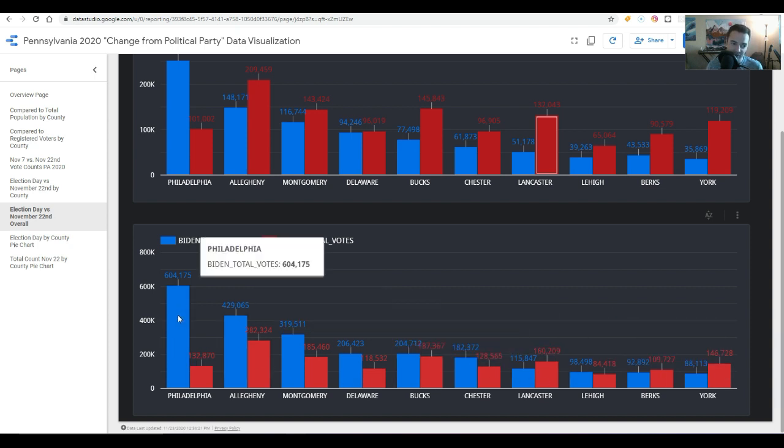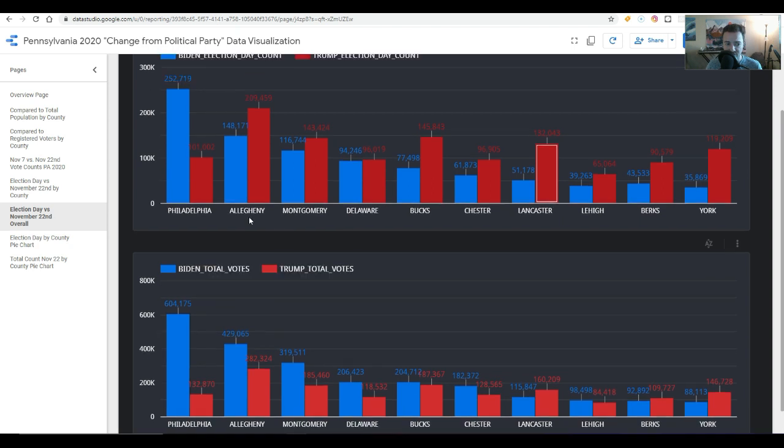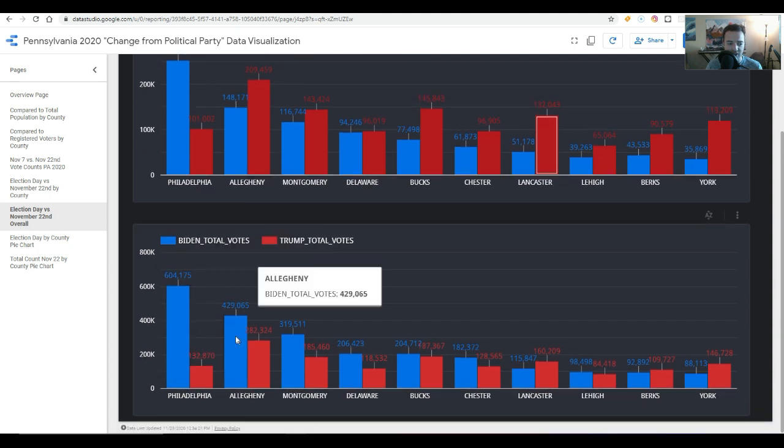As we can see in Philadelphia, post-election, Trump barely got anything. He got 31,000 post-election votes, and then there's almost 400K getting stacked in Philadelphia. The same goes for Allegheny County, almost 300K versus 200K. You can just compare the differences to see where things occurred.